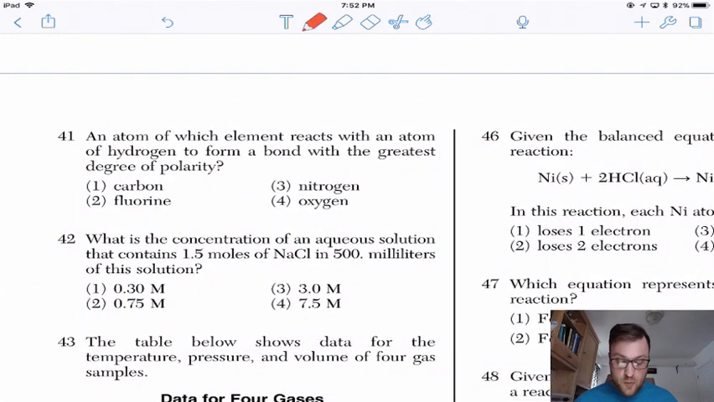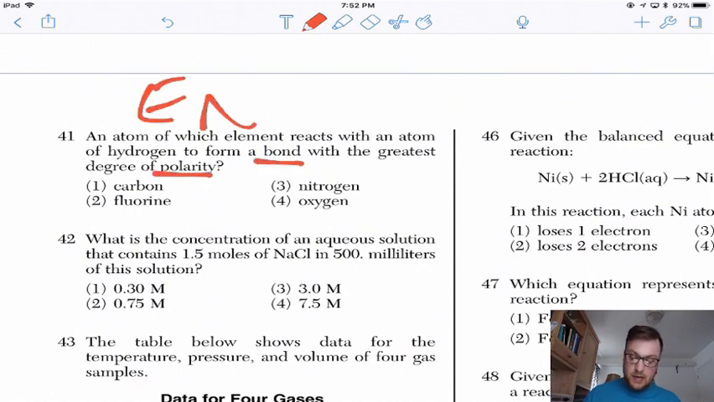An atom of which element reacts with an atom of hydrogen to form a bond with the greatest degree in polarity? The greatest degree in polarity of a bond is all about electronegativity. You want to pick the answer where the atom has an electronegativity that is the furthest away from hydrogen when compared to all the other atoms.